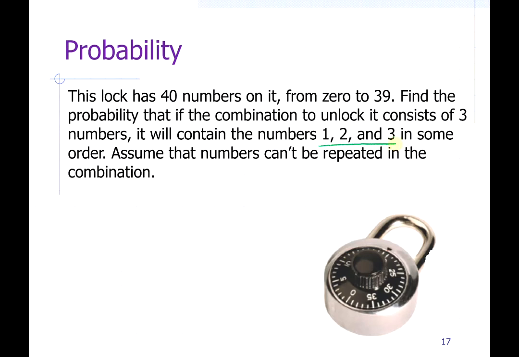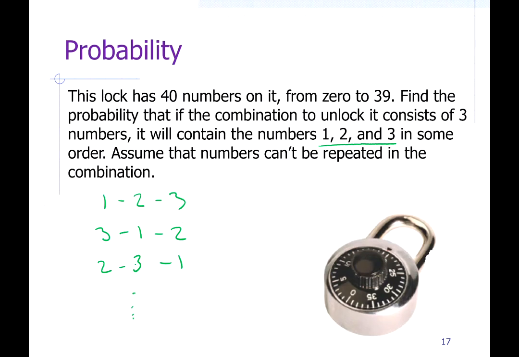It's a 1, a 2, and a 3 in some order. So the combination to open the lock could be 1, 2, 3. It could be 3, 1, 2. It could be 2, 3, 1, and so on. Any order of the numbers 1, 2, 3.